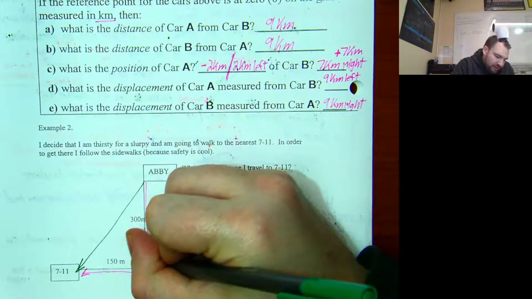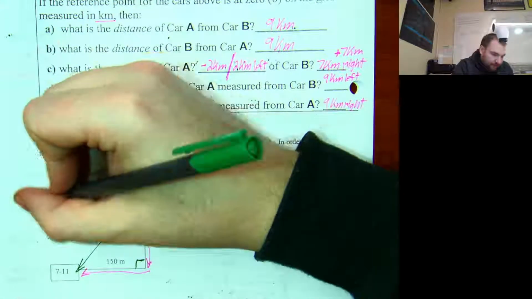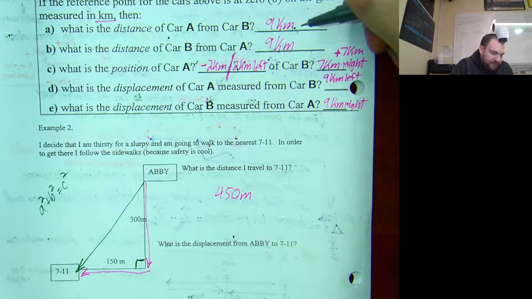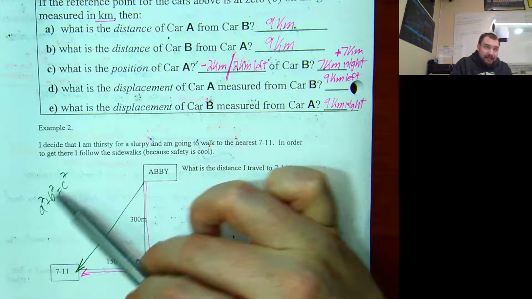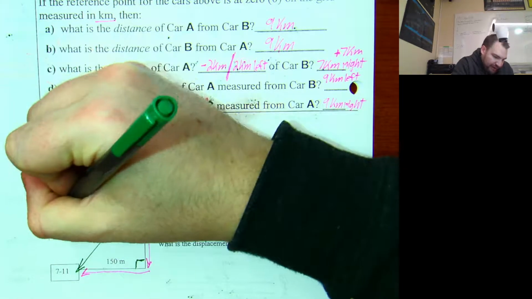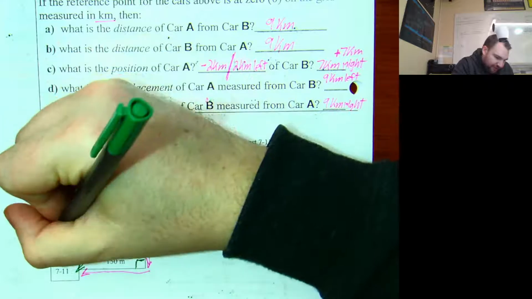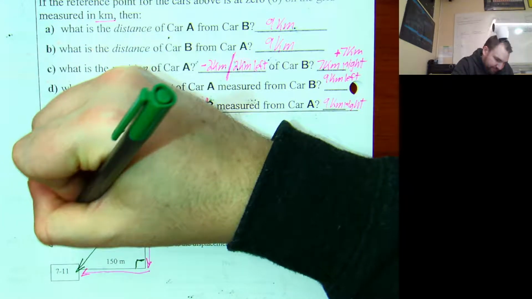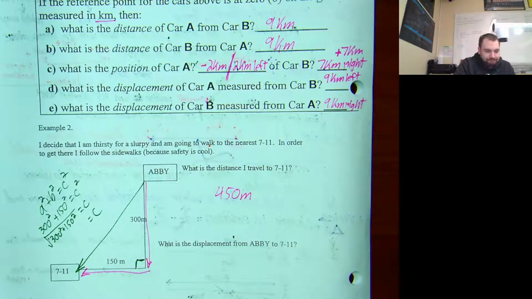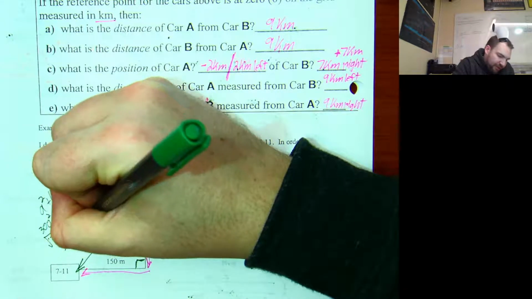So that's a 90 degree angle, so I'm going to use Pythagoras again. I'll write it out in more detail this time. a squared plus b squared equals c squared. The side I'm looking for is represented by which letter in this relationship? C. So this is going to be 300 squared plus 150 squared equals c squared. So c equals the square root of 300 squared plus 150 squared. What's c? 335.4. We need units, meters.